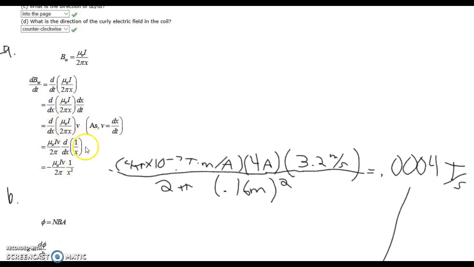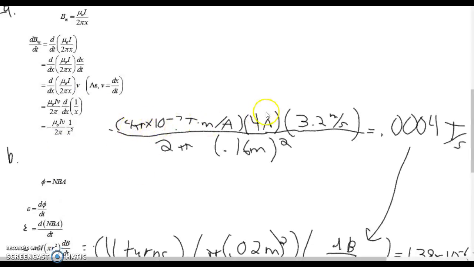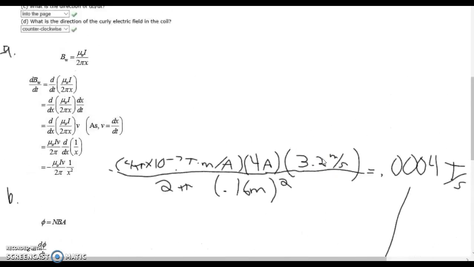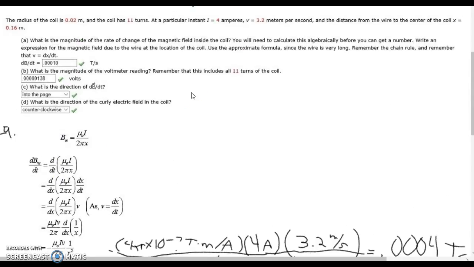And then after that, it's just math. Pretty easy. You plug it in. Remember to keep track of the units. That's something a lot of people forget to do because they don't really care about understanding it. They just care about plugging in the numbers. And you end up with Tesla per second as your dB dt, the rate of change of the magnetic field.